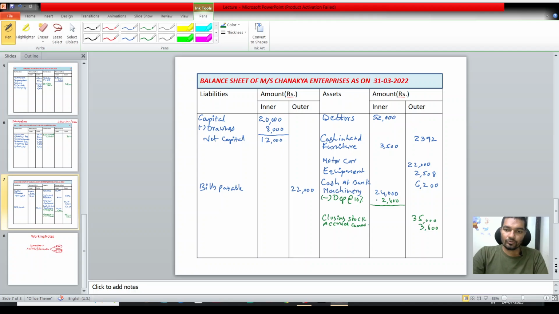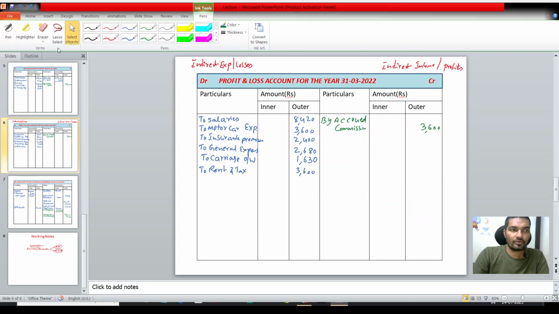And again this 2,400 rupees depreciation is always considered as loss to the company. So we have to show it on the profit and loss account debit side: depreciation on machinery 2,400.